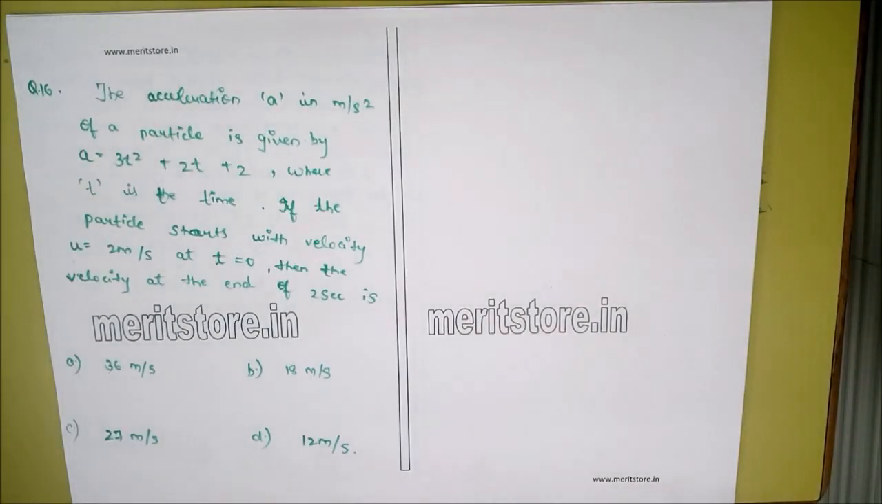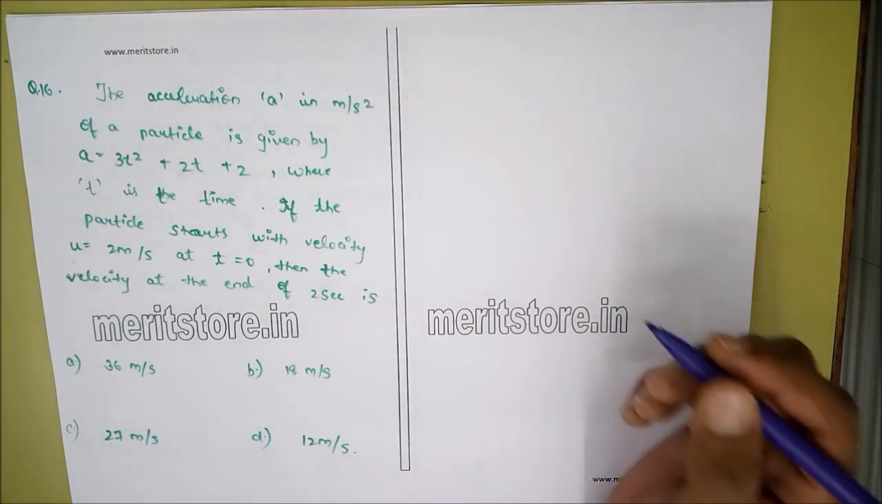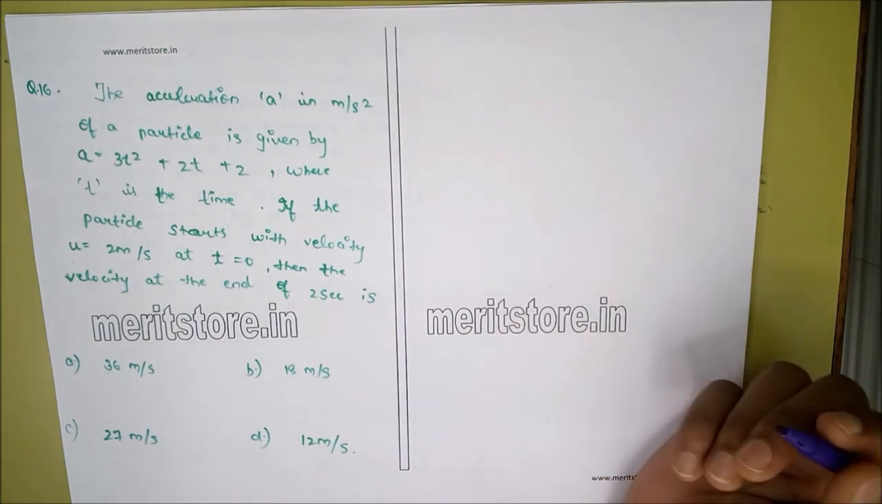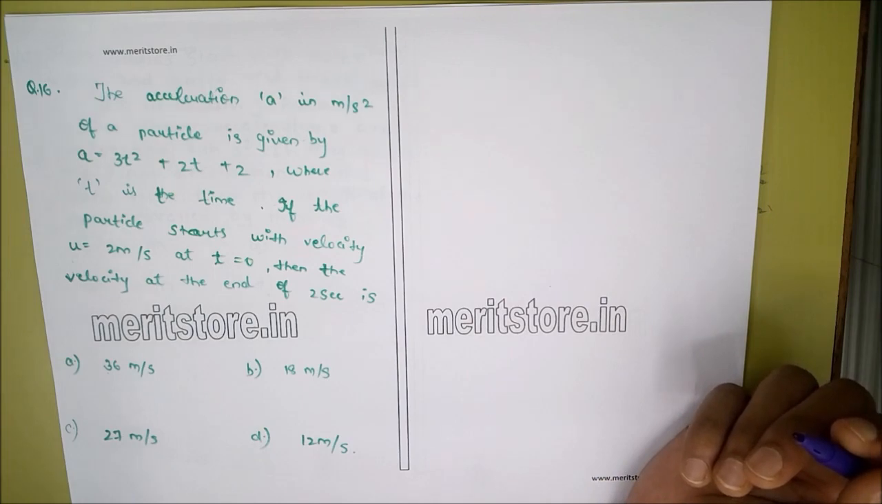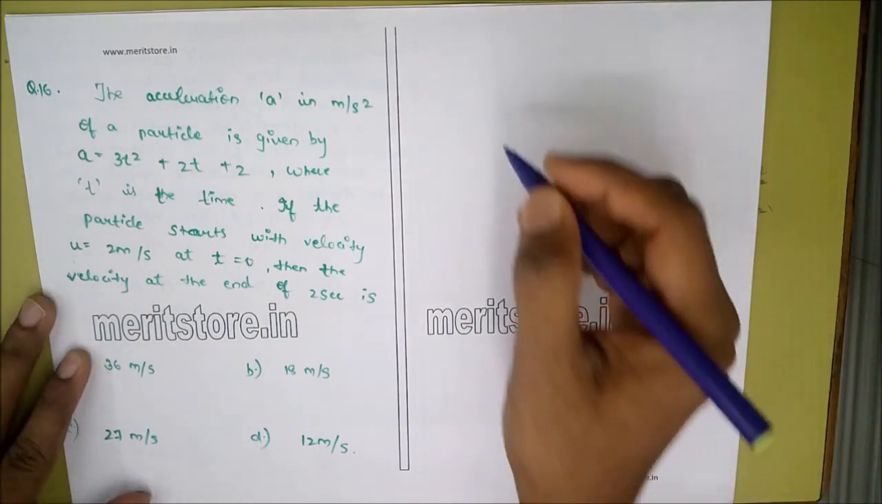The acceleration a in meters per second square of a particle is given by a is equal to 3t square plus 2t plus 2, where t is the time. If the particle starts with velocity u equal to 2 meters per second at t equal to 0, then the velocity at the end of 2 seconds is, the four options given are 36 meters per second, 18 meters per second, 27 meters per second and 12 meters per second.